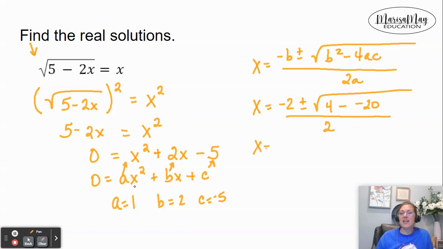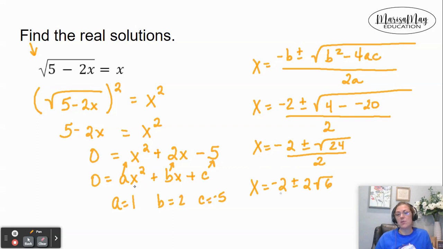Now simplify that underneath your square root, and you've got the square root of 24. Of course, we want to reduce that square root of 24 into 2 times the square root of 6. The reason we want to do that is because notice then we can divide each of these by 2, and that gives me x equals negative 1 plus or minus the square root of 6 as my final answer here.